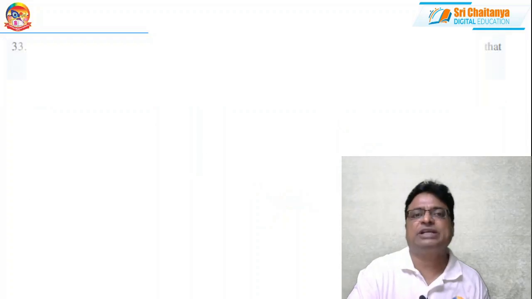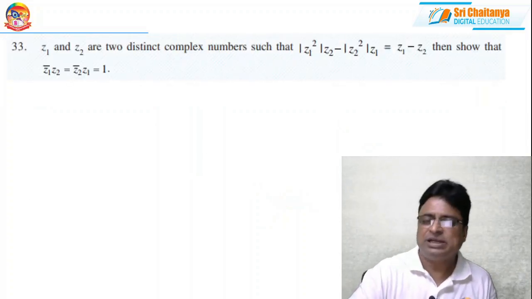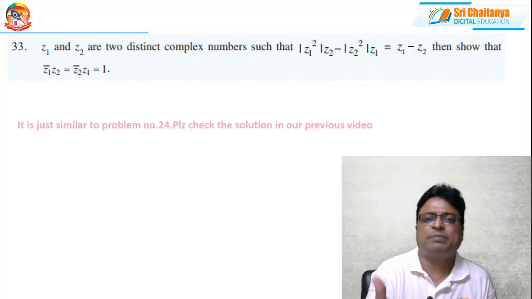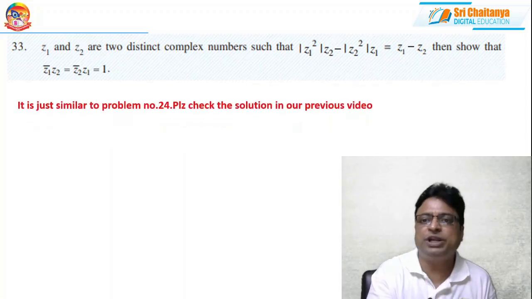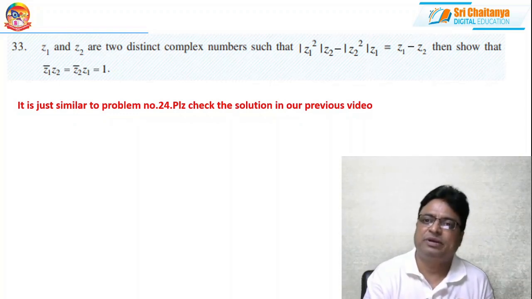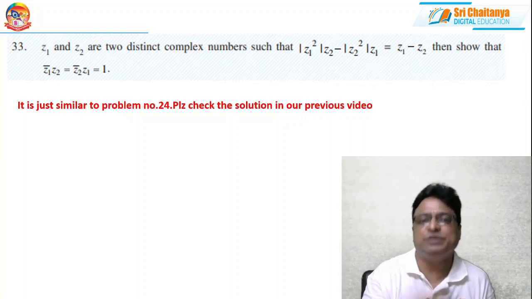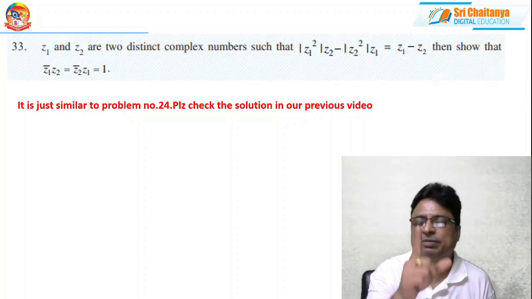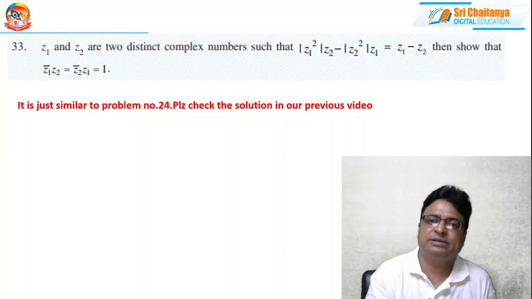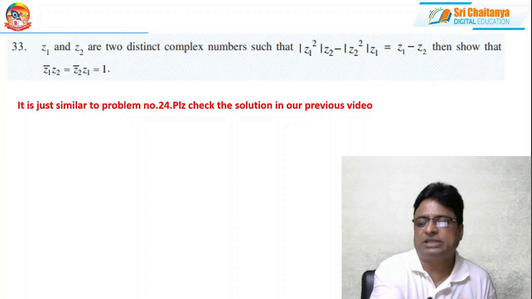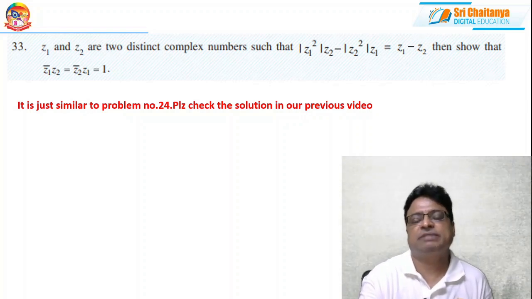Now, coming to the next problem, my friends, I am not solving this problem because we have already done it. It is problem number 24, which we already solved in our previous video. The only difference is that in place of Z2 and Z1, it is Z and W. The same question we have done. So just verify problem number 24 in exercise 4.3. And if I am right, you will find it in lesson number 38 or 37.